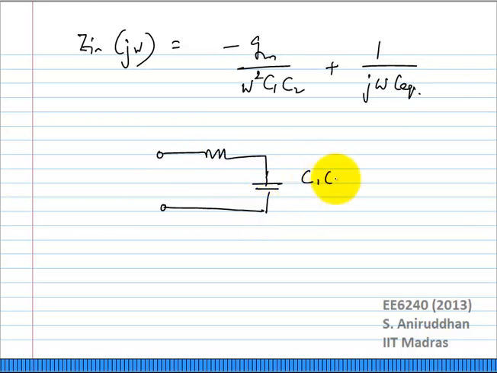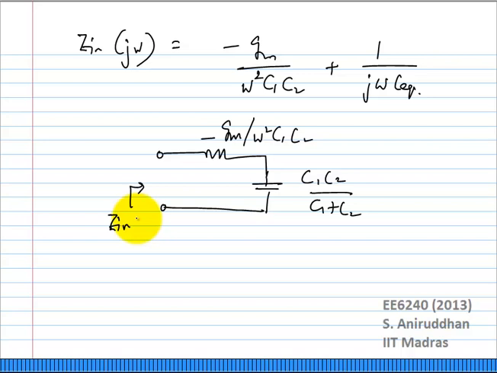Okay, it looks like C1 C2 over C1 plus C2, and this is some minus Gm over omega squared C1 C2. Okay, how do you make this into an oscillator? Well, first of all, you add an inductor across these two nodes. That will resonate with this capacitance. And you also have a negative resistance portion, which can compensate for the losses, right?